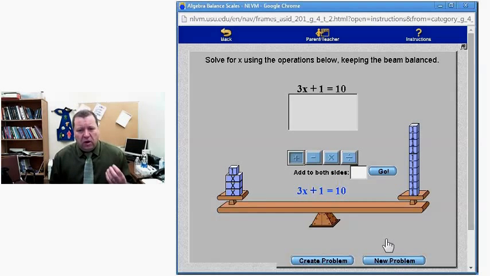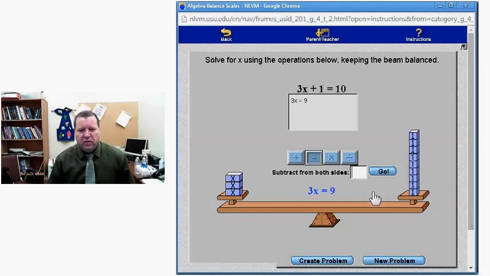Our goal is to isolate or get x all by itself. We want one of those x's on one side of the equation to equal something in units of 1 on the other side. So perhaps our first step should be to subtract the number 1 from both sides. So I'm just going to press go. And we simplify it to 3x is equal to 9.